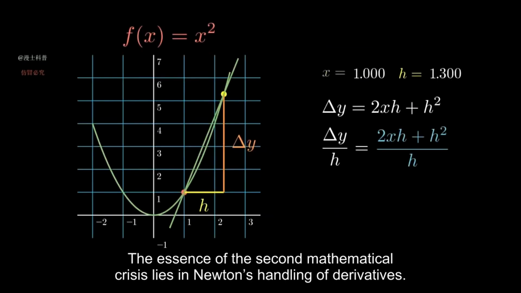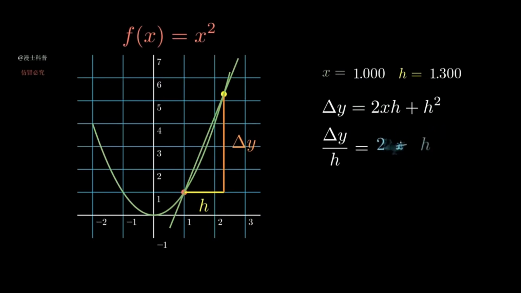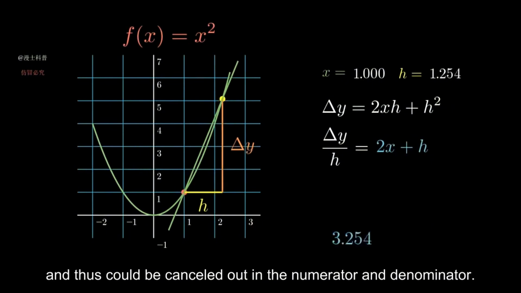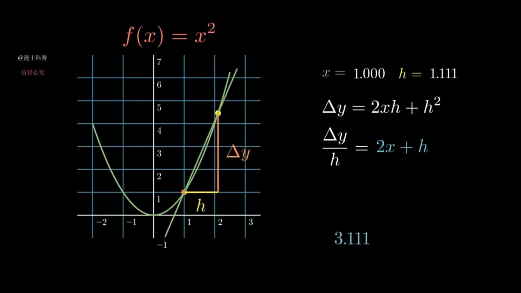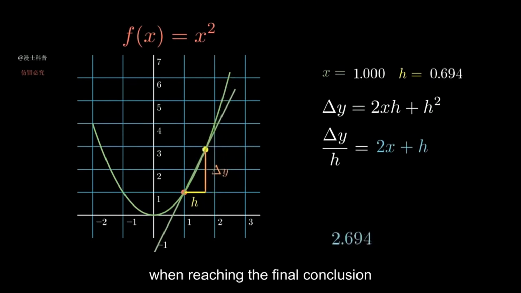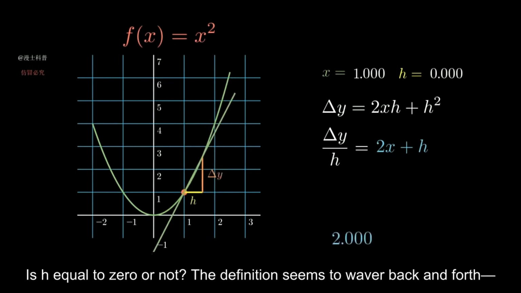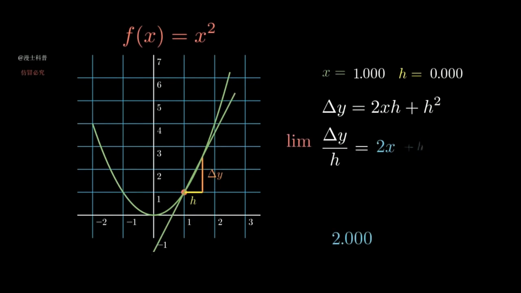The essence of the second mathematical crisis lies in Newton's handling of derivatives. At one moment, he claimed that the increment h was not 0, and thus could be cancelled out in the numerator and denominator. Yet in the very next step, when reaching the final conclusion, he declared h to be 0, simply eliminating it altogether. Is h equal to 0 or not? The definition seems to waver back and forth, highly unrigorous.